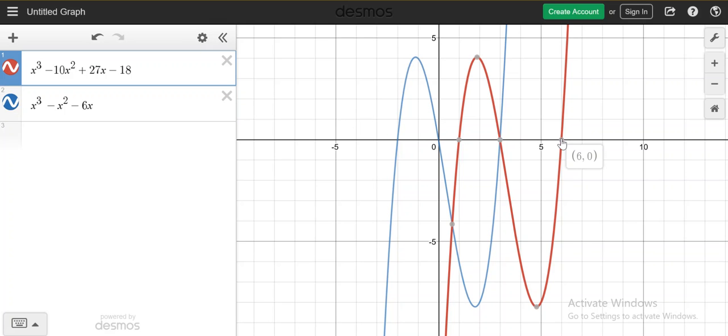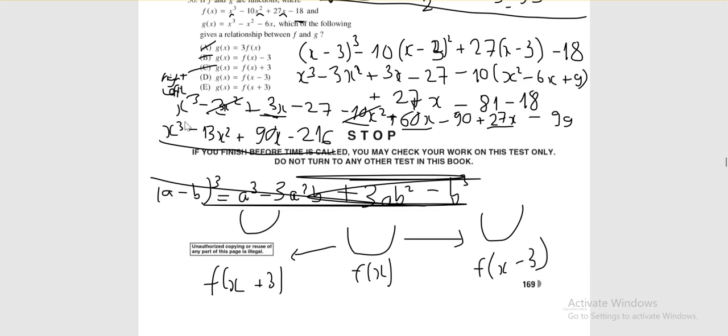Similarly, this 6, 0 will be 3, 0. It shifts to the left. And because it's shifted to the left, the answer therefore must be E as our answer choice for question 50.